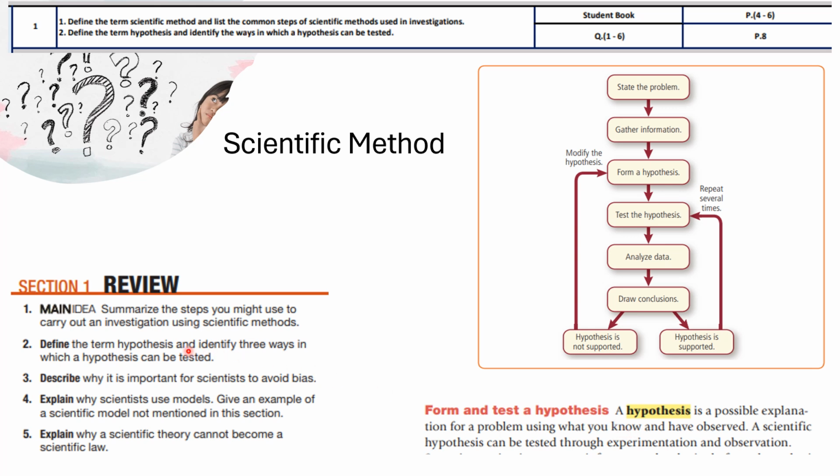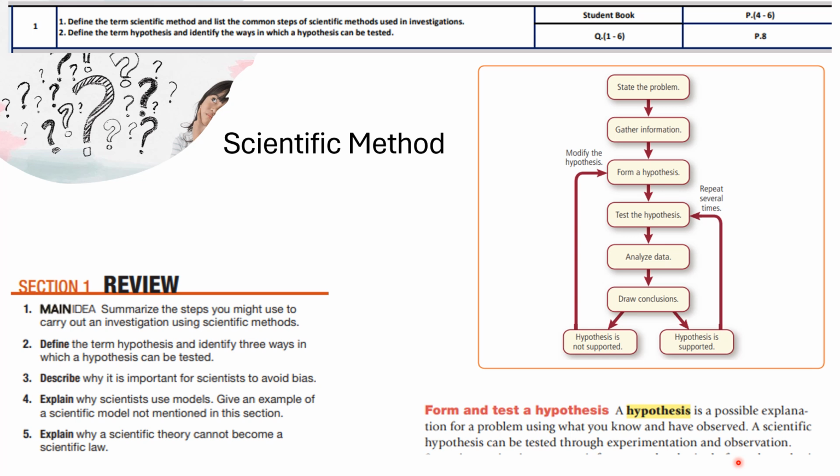Here in question 2, define what a hypothesis is. It's a possible explanation for a problem using what you know or maybe have observed. A scientific hypothesis can be tested through what? Through experimentation and observation.